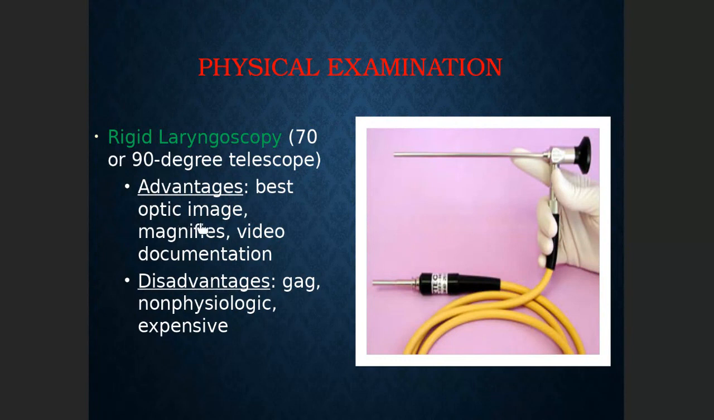It's this optic image. It can magnify the vocal cord and allow video documentation. For that, you can connect it to video, look at the patient, ask him to do EE, and look for mobility of the vocal cord, if he has any abnormality or immobility or paralysis of one vocal cord. The disadvantage can be gag reflex because you are going from the mouth. The rigid endoscope, you are going from the mouth. Non-physiological, because like the mirror, you will hold the patient's tongue, and expensive, not like the mirror.